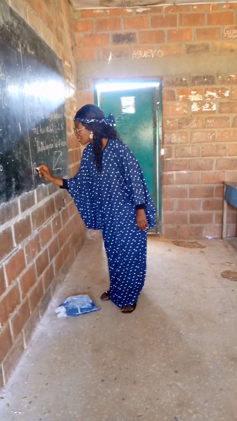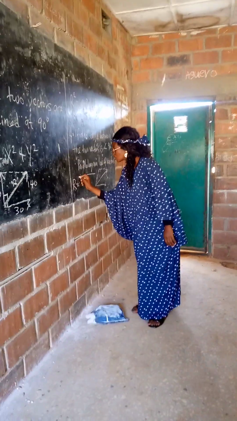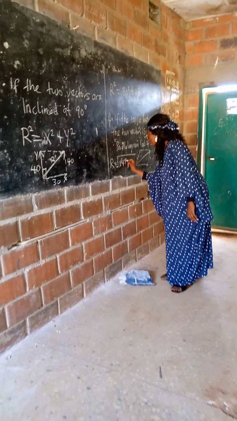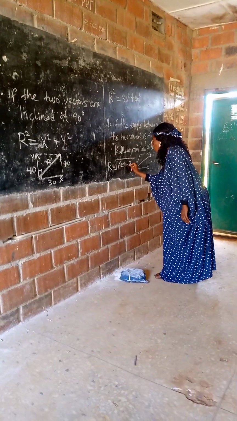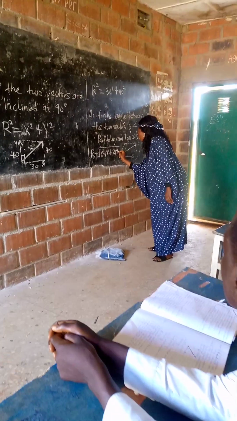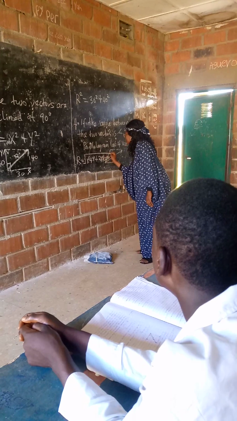So the formula is this. For the parallelogram, we use this formula. R is equal to the square root of x squared plus y squared plus 2xy cos theta.